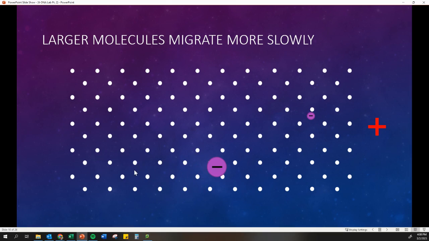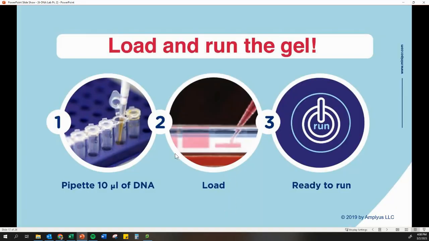If we have uncut DNA, it's going to be a longer piece of DNA, a longer, larger molecule. It's going to get trapped up more and go slower. If it's a smaller molecule, like that cut fragment or piece of DNA, it's going to move faster through the gel.